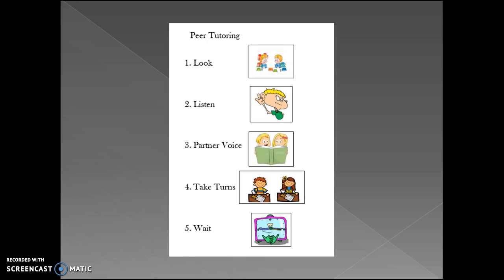Partner voice. In my classroom, we have a 5-point scale for our voice levels. For this activity, students should use their partner voice. Take turns. Students will take turns completing activities. And wait. Students will wait as needed for given directions or to take their turn to complete activities.